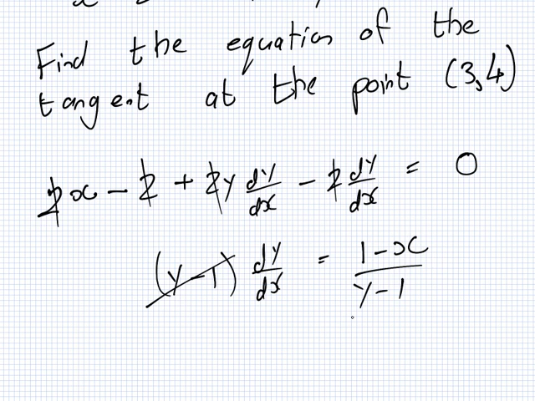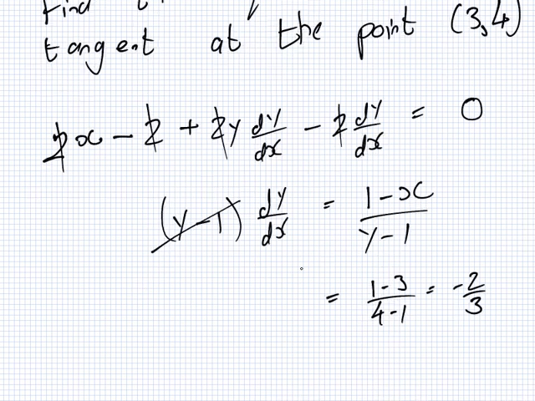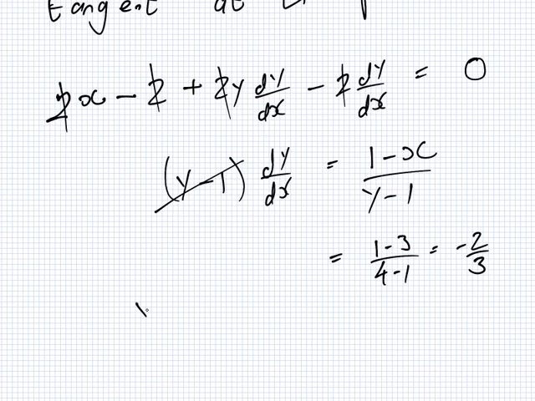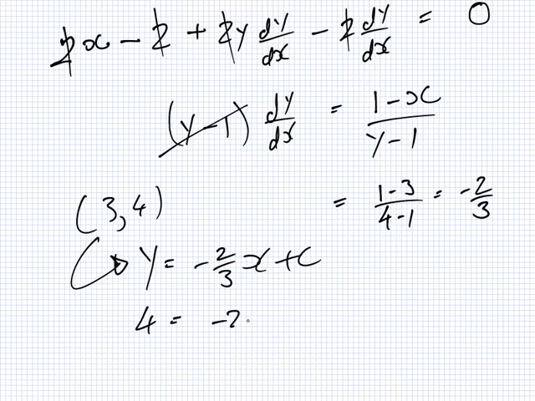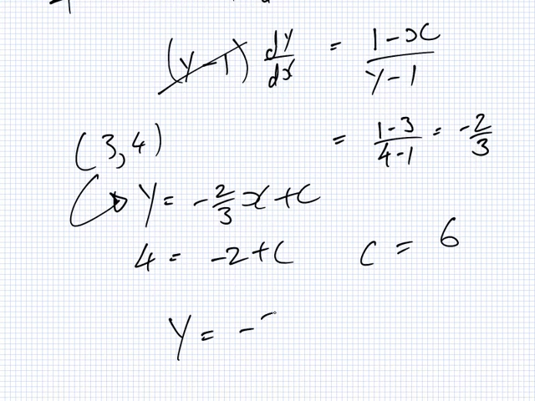Do I know the x and the y? I do. What's the x? And what's the y? So what's that? Minus 2 over 3. That's the m. And lastly, to get the c, I use the point (3, 4). So I get 4 equals minus 2 plus c, so c equals 6. I hope you got this answer: y equals minus 2/3 x plus 6.